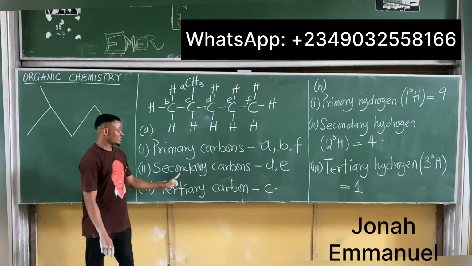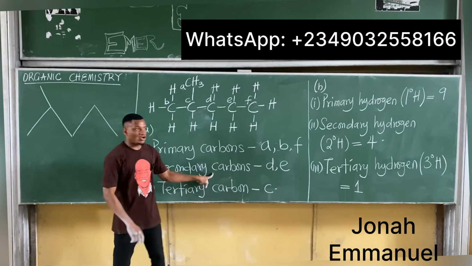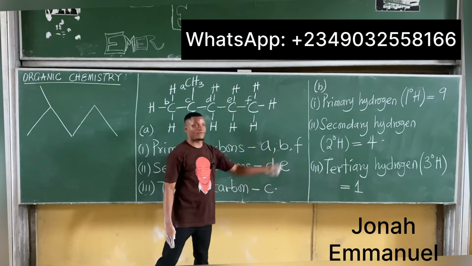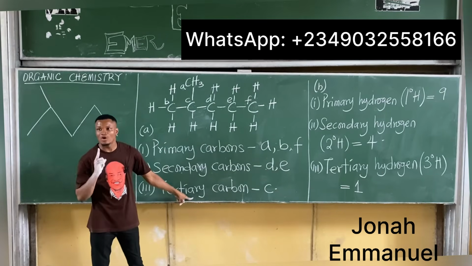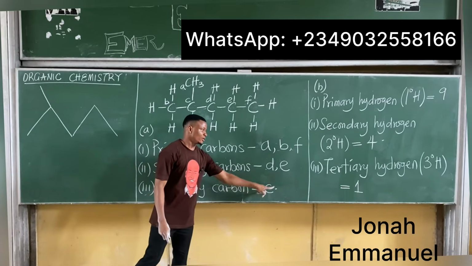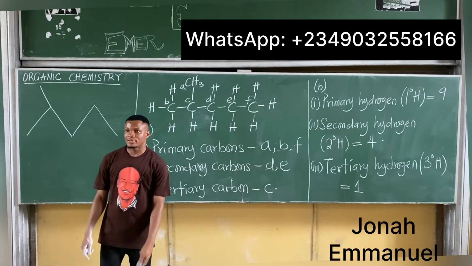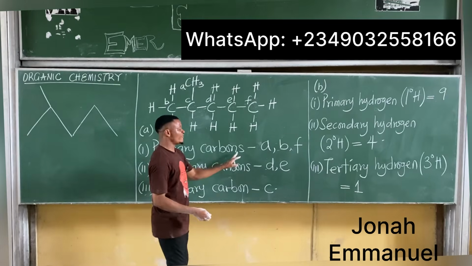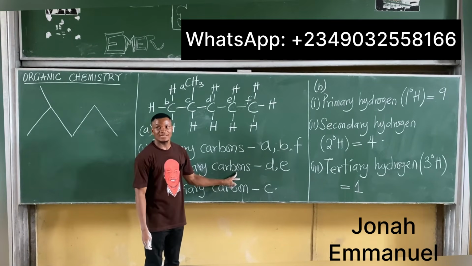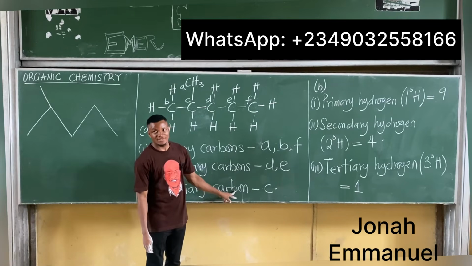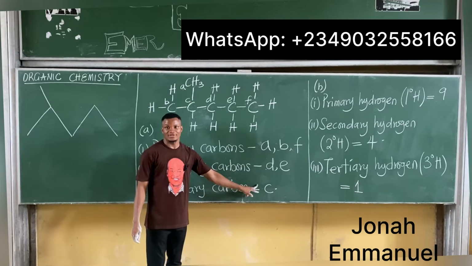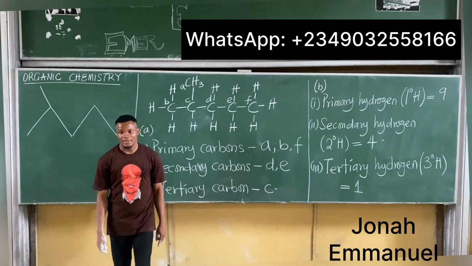Note it. Secondary will always have 2 hydrogens. So it becomes 2 times the number of secondary carbons. 2 times 2, that's 4. Tertiary will always have 1 hydrogen. It becomes 1 times the number of tertiary carbons. 1 times 1, that's 1. So it's always number of primary carbons times 3, number of secondary carbons times 2, number of tertiary carbons times 1. That's how it's done.